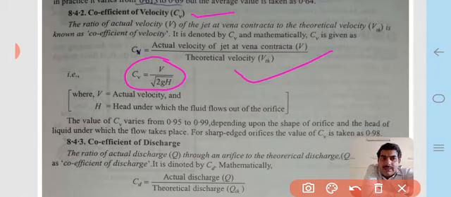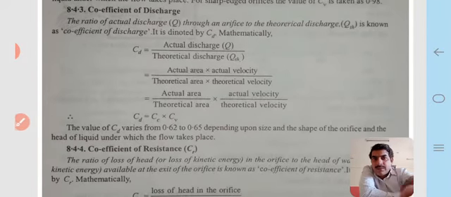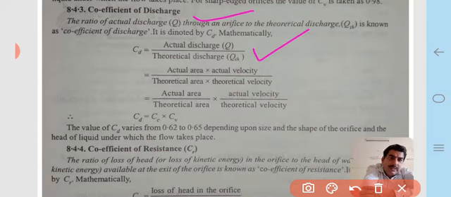Now the next coefficient is the coefficient of discharge. The ratio of actual discharge through an orifice to the theoretical discharge is known as the coefficient of discharge. It is denoted by CD. Mathematically, CD is equal to actual discharge capital Q upon theoretical discharge Q theoretical.